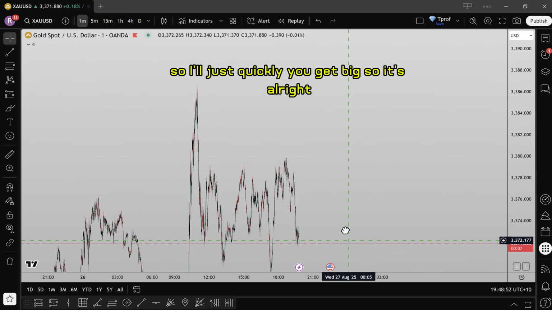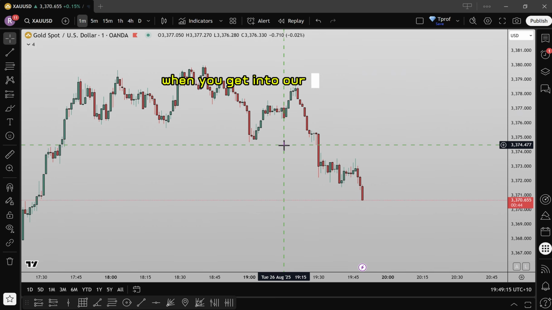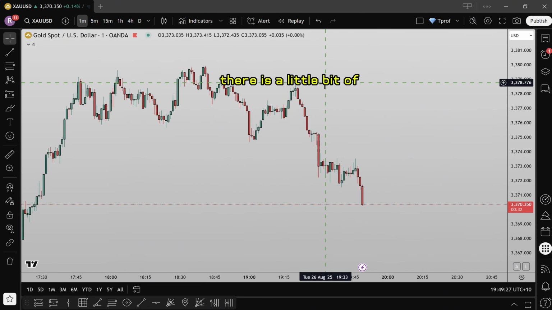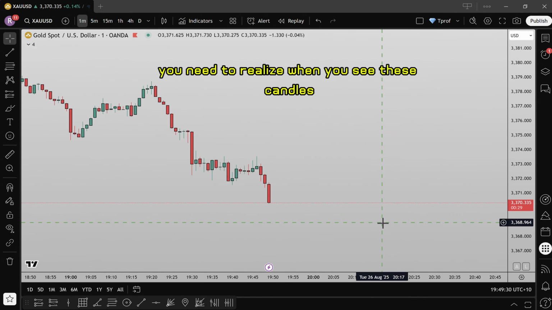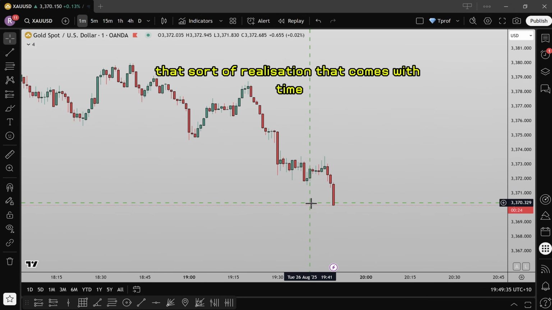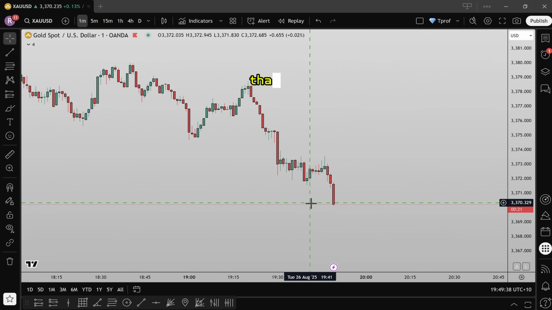So now there are single and dual candlestick patterns. Now, there are many candlestick theories, many candlestick patterns. Like I said, my theories come when you get into our school community, when you go through my school course, which I'll be making. It's a completely different market in there, right? So I'm not going to be talking about these candles a lot. You do need to realize, when you see these candles, where the market is going. That sort of realization comes with time, and that is good.